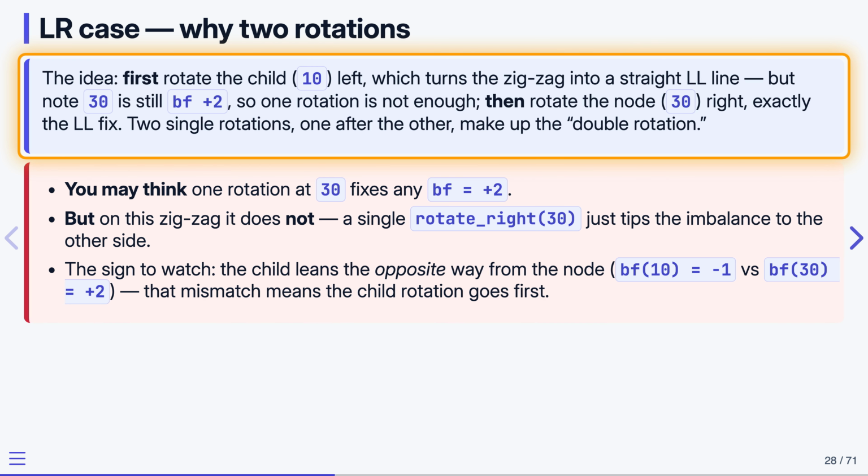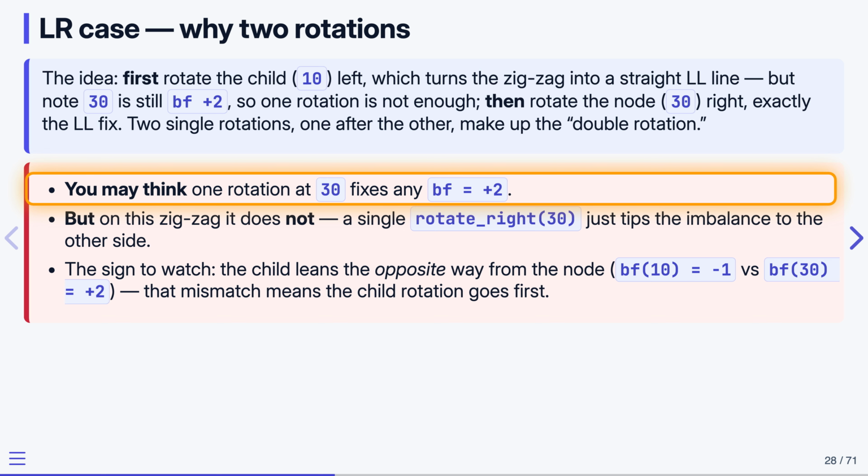So here is the idea in one sentence. First, rotate the child 10 to the left, which turns the zigzag into a straight left-left line. But note that 30 is still plus 2, so one rotation is not enough. Then rotate the node 30 to the right, which is exactly the left-left fix. Two single rotations, one after the other, make up what people call a double rotation.